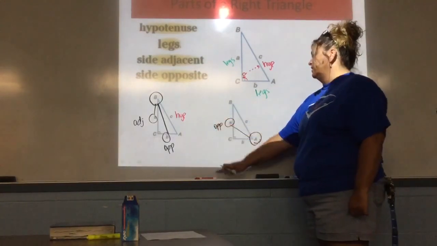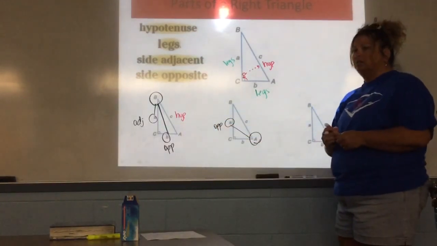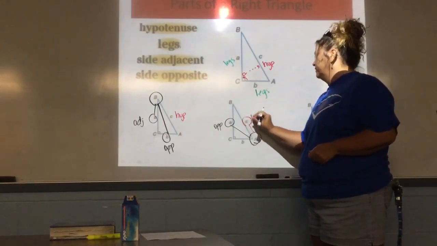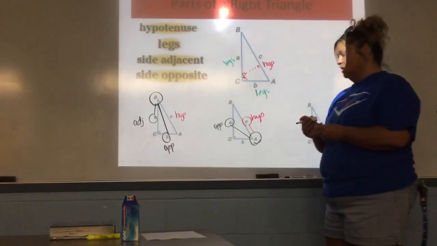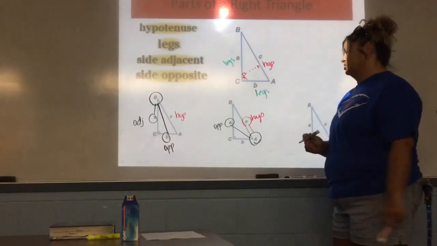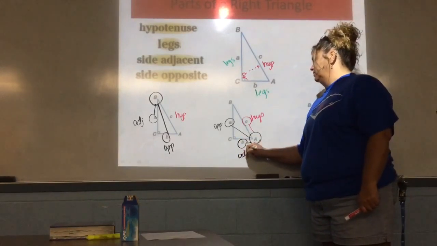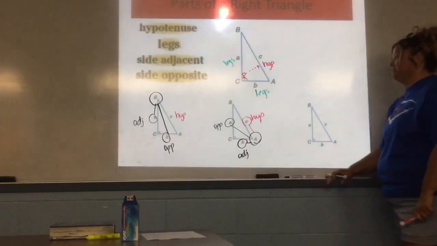Okay, what's the one that never ever changes? The hypotenuse. Which would be what in this one? C. Okay. And then what has to be adjacent to A? Little b. Good. You don't need notes. Okay.